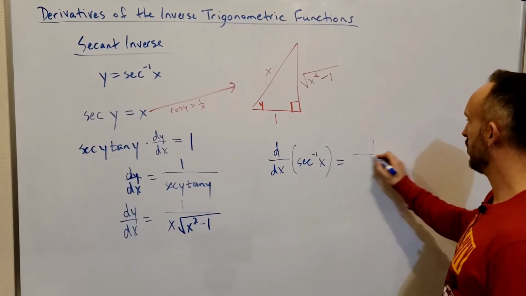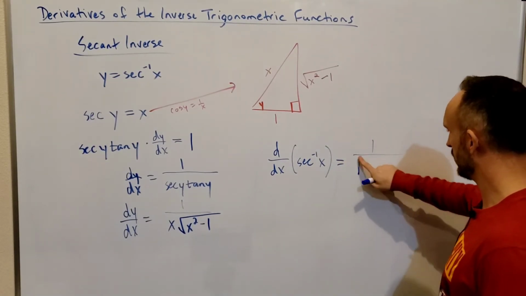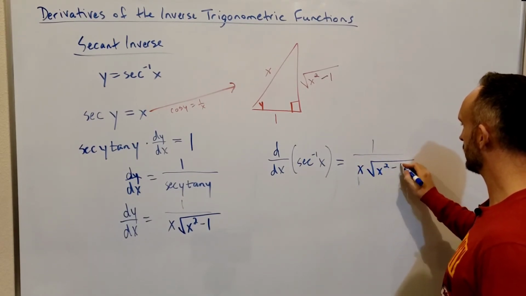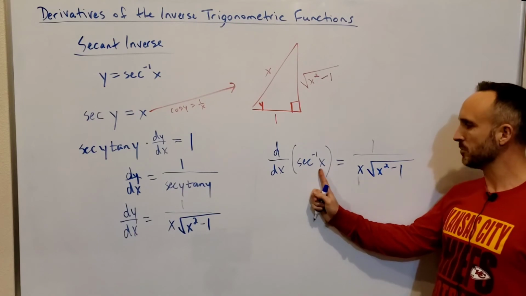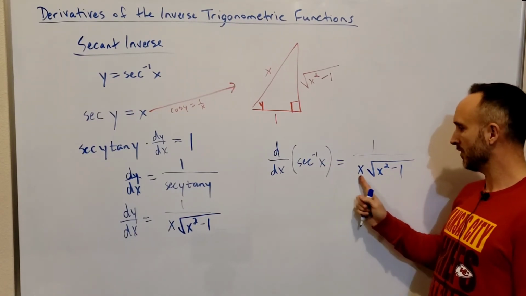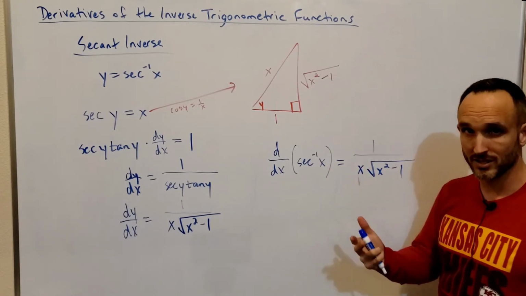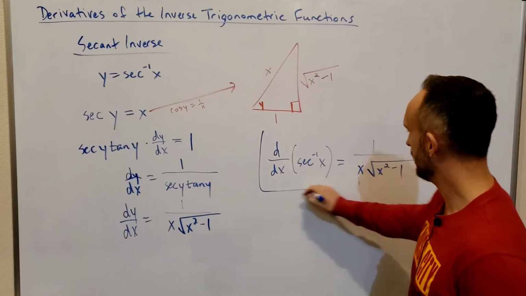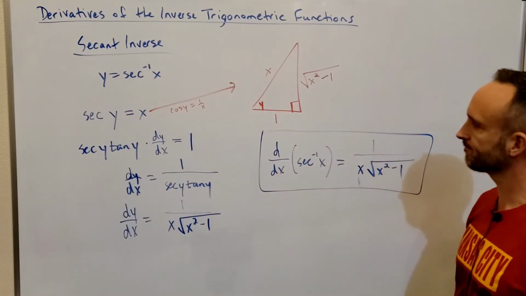So what we see then is that the derivative of secant inverse is 1 over x times the square root of x squared minus 1. And again, this doesn't have to be x. If it were some other function, you would use the chain rule, and all these x's would turn into whatever that function is, depending on what it happens to be. Okay? So that's the derivative of the secant inverse function.